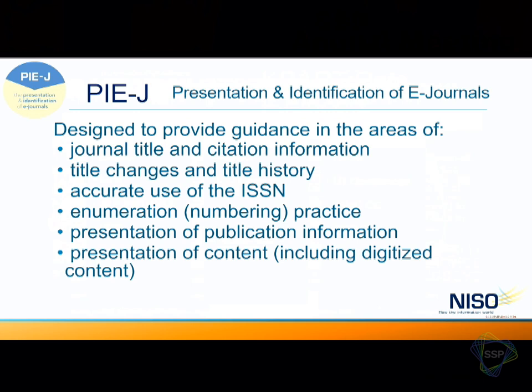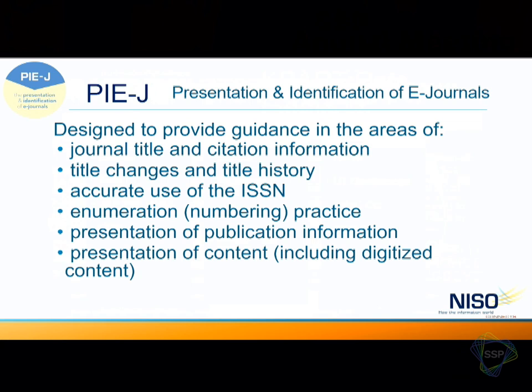So PIJ is a very short recommendation. The recommendation itself is only about 4 or 5 pages, would you say? And then it's got a huge bibliography of examples. This working group spent a lot of time putting together examples of good behavior so that other publishers could copy from each other on how to do things like specify their journal titles and citation information, title changes and title history. This is a particular bugaboo for libraries when a title changes. How do you find the old titles?